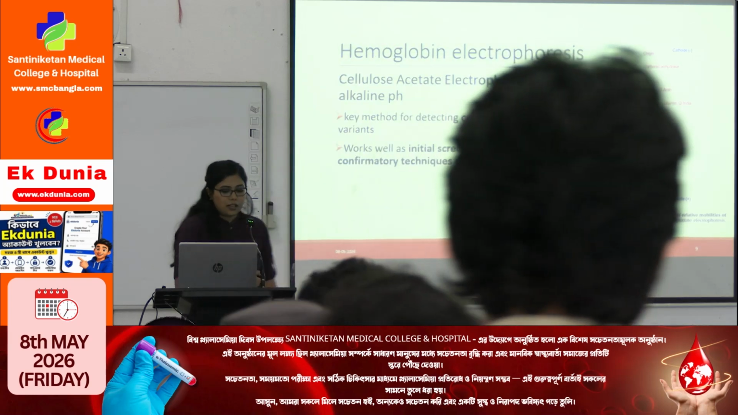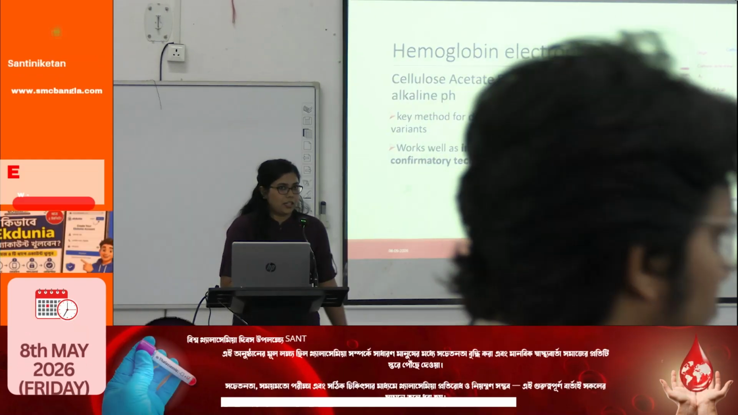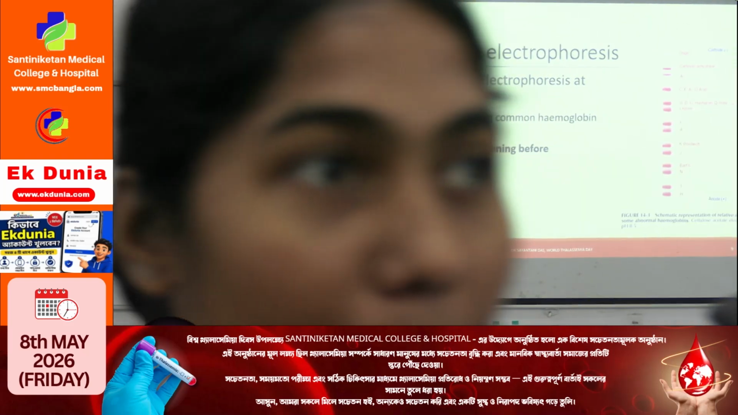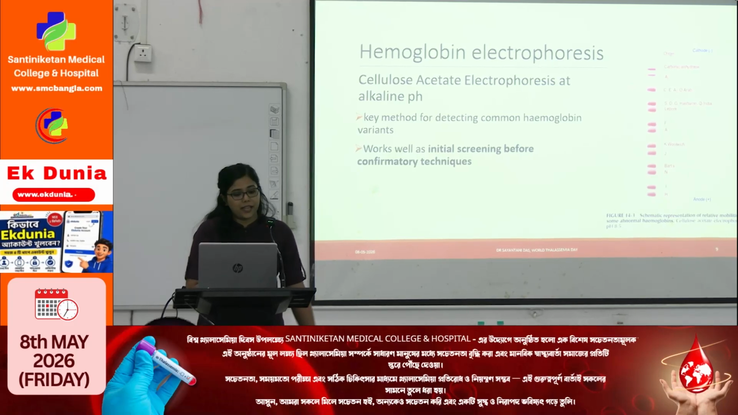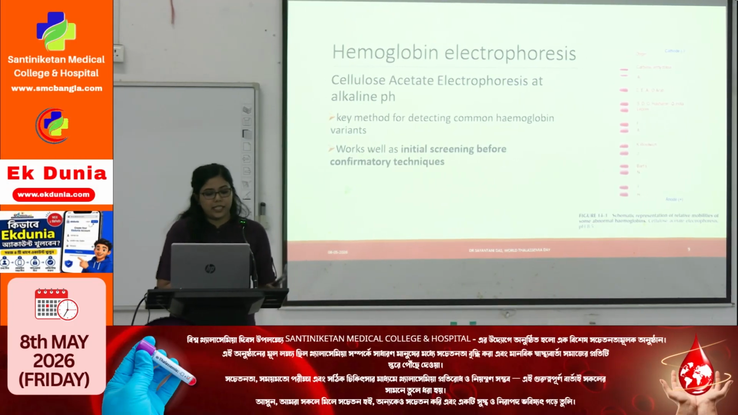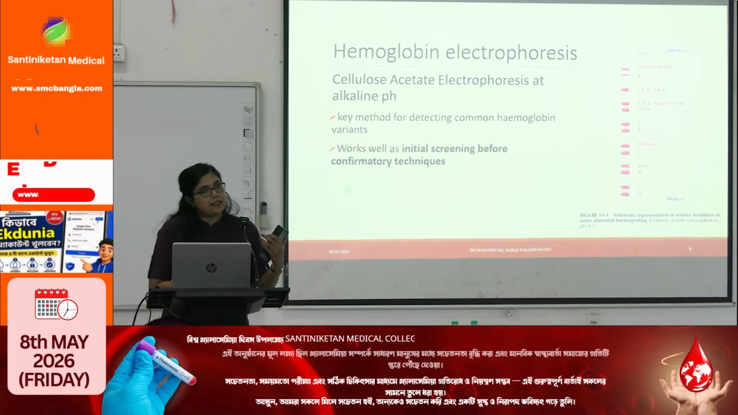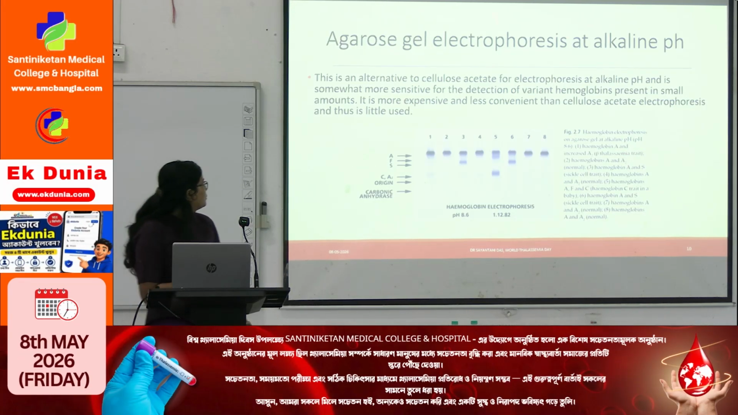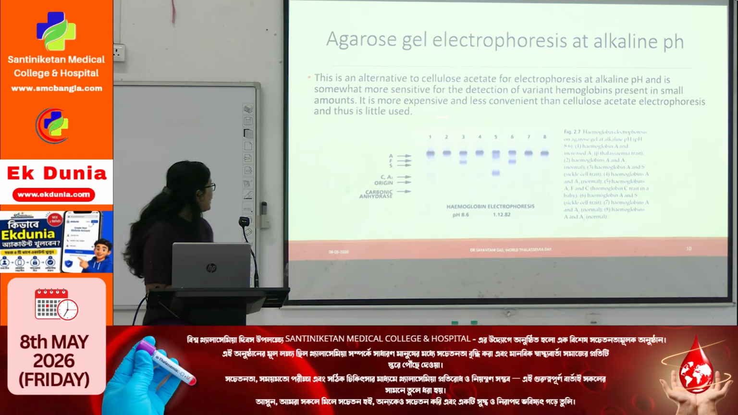Now our next modality is hemoglobin electrophoresis. There are various types of hemoglobin electrophoresis. One type is cellulose acetate electrophoresis at alkaline pH. This is a key method for detecting common hemoglobin variants, and it also works well as the initial screening before the confirmatory techniques. There is another method known as agarose gel electrophoresis at alkaline pH.